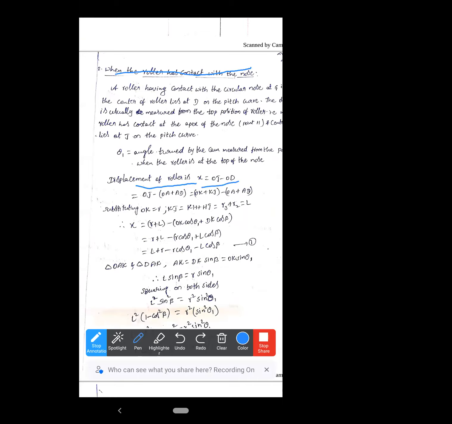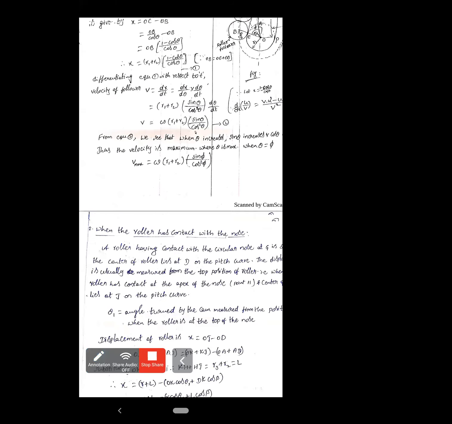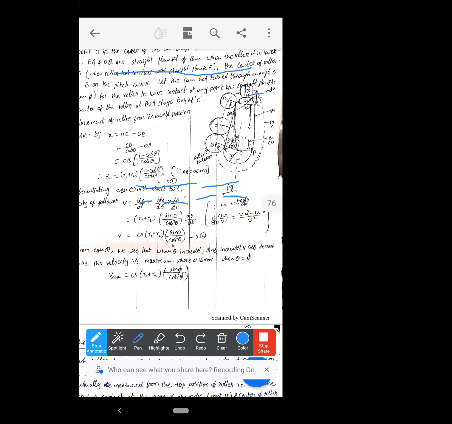OJ minus OD is also written as OA plus AD. And again, OJ means OK plus KJ, minus OA plus AD. OK plus KJ minus OA plus AD. Just observe the diagram. OJ means OK plus KJ, and OD means OA plus AD. So those two have been written here.